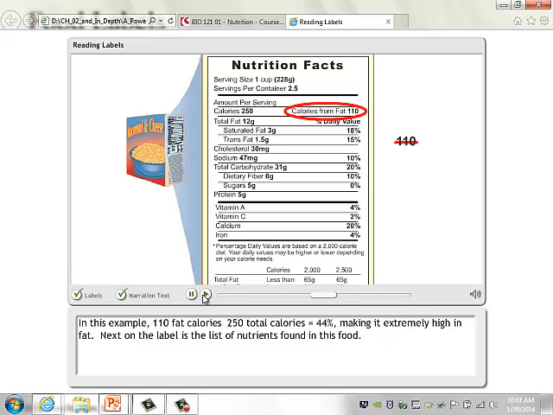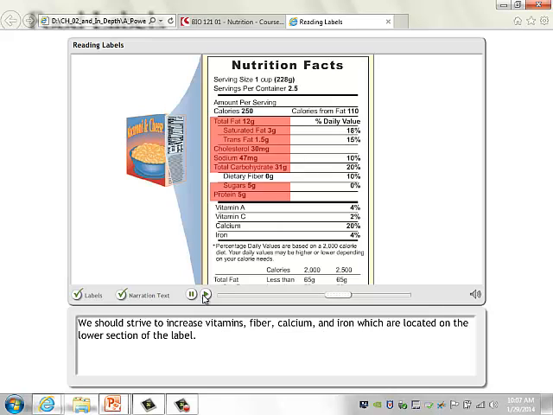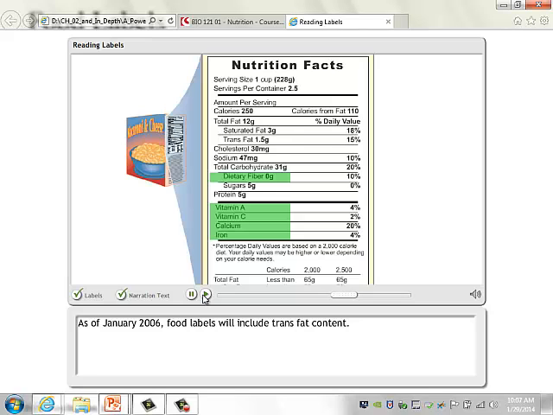In this example, 110 fat calories divided by 250 total calories equals 44%, making it extremely high in fat. Next on the label is the list of nutrients found in this food. We should strive to limit those nutrients listed towards the top, such as total fat, saturated fat, cholesterol, sodium, carbohydrates, and protein. We should strive to increase vitamins, fiber, calcium, and iron, which are located on the lower section of the label.